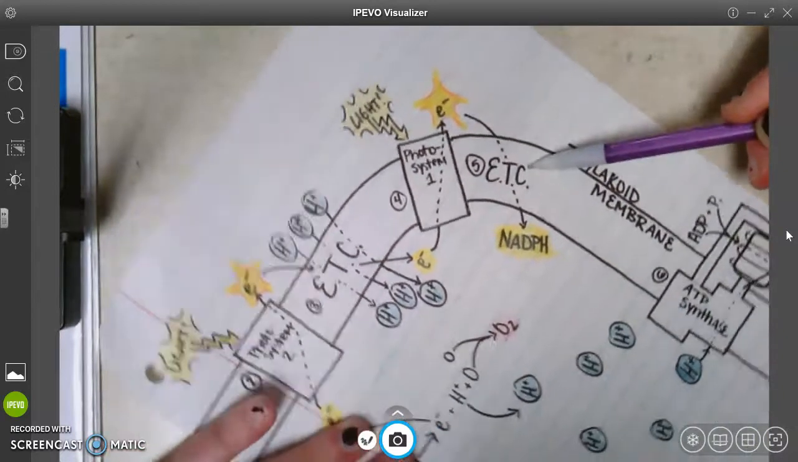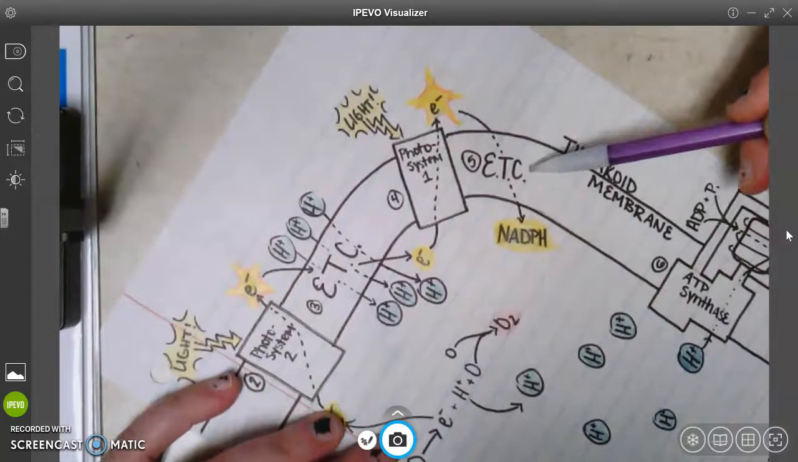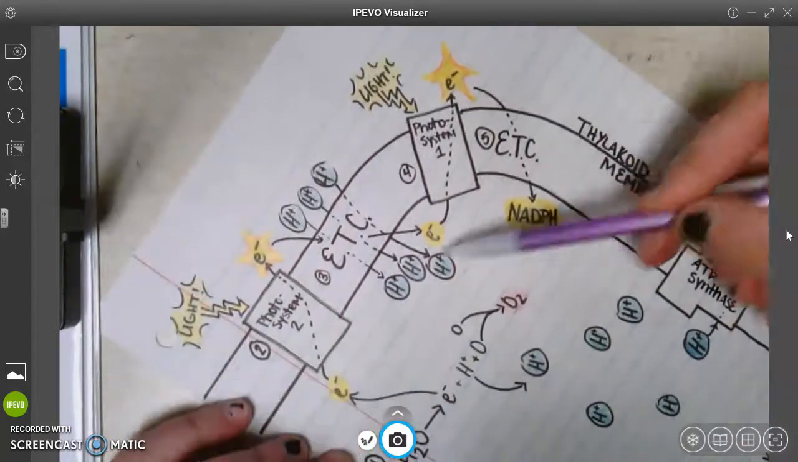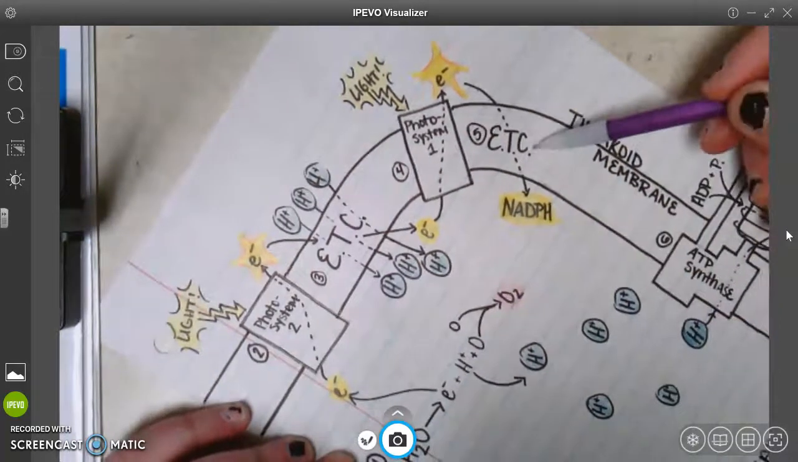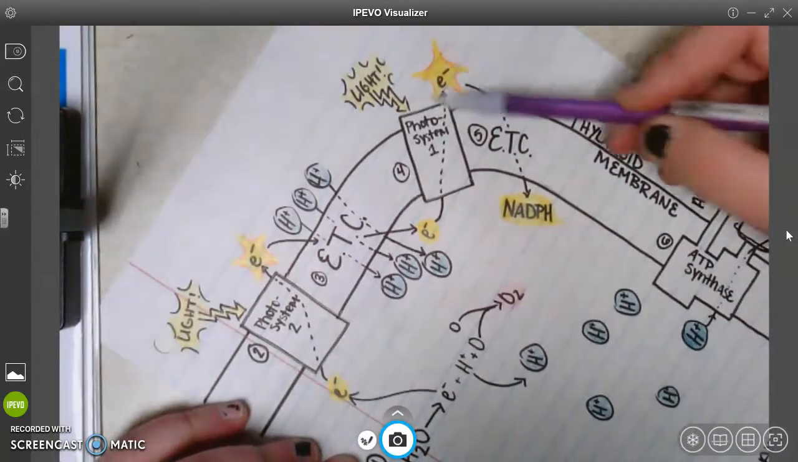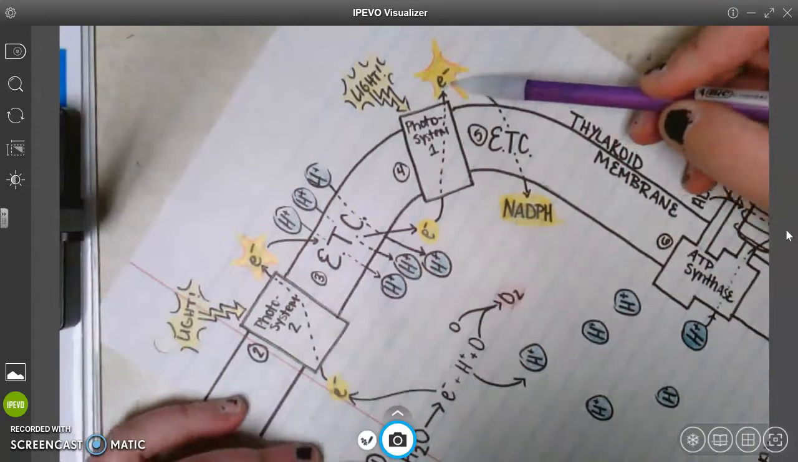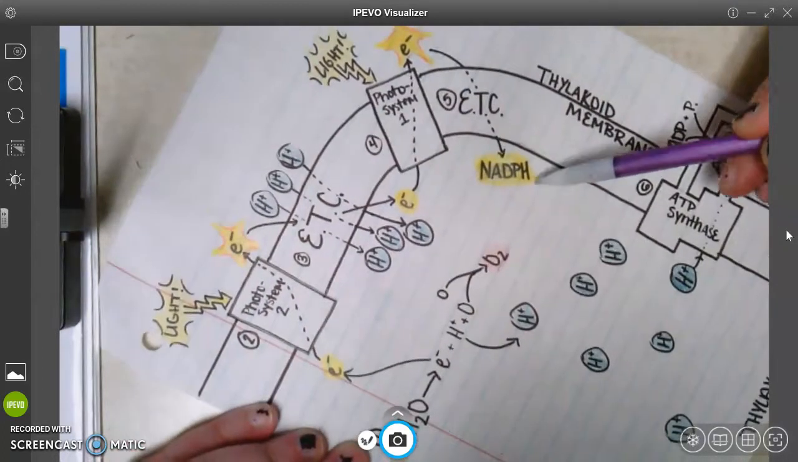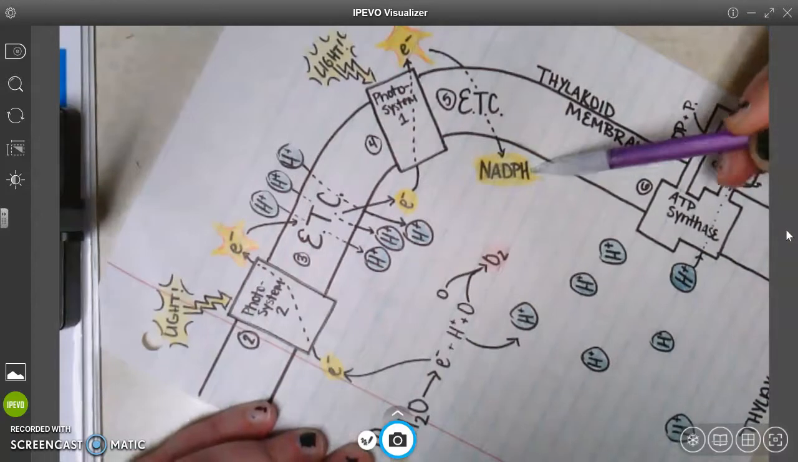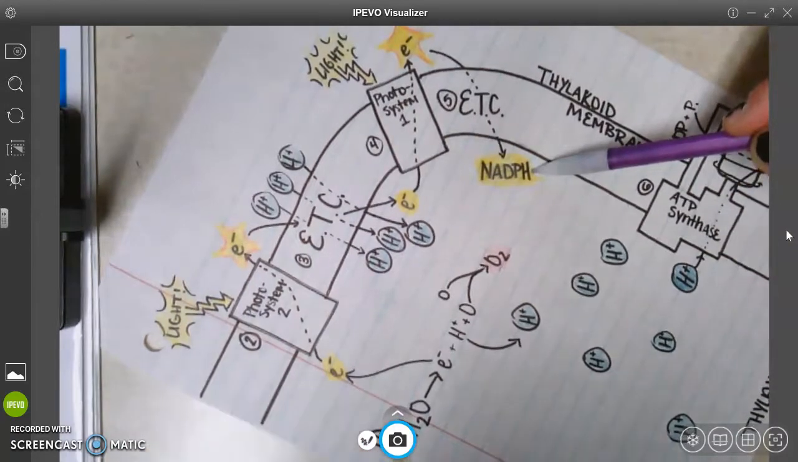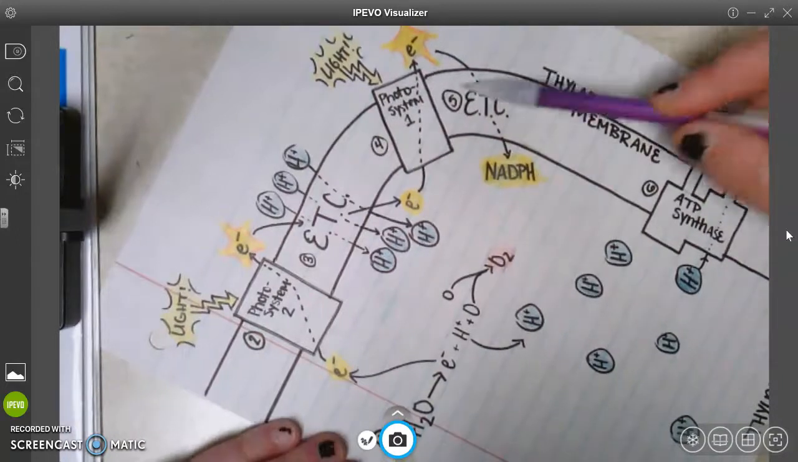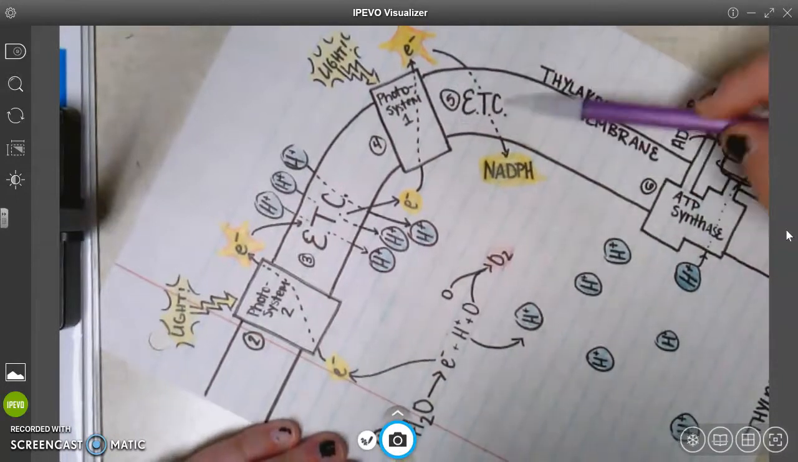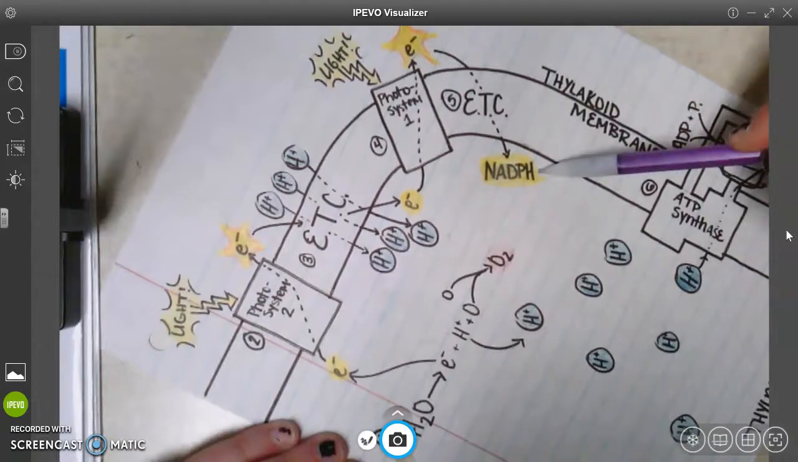Now this secondary electron transport chain is a little bit different because it's not generating this concentration gradient with the hydrogens. It is instead using the energy of this electron and the electron itself to generate an electron carrier called NADPH. And this is going to be needed in our Calvin cycle, which we'll get to here in a minute. But this electron chain is not moving any hydrogens. Its only job is to do this.